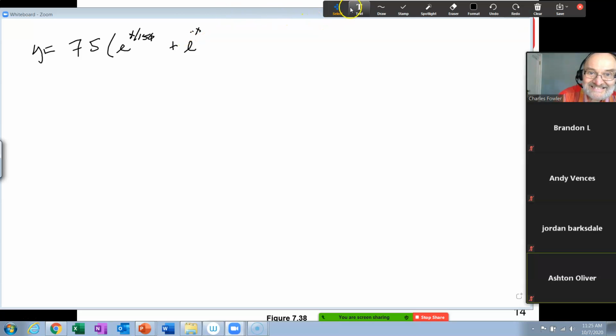I can't get this thing to write. Trying to write a minus sign. That's an ugly minus sign, but it'll do, over 150. Now they go and get into hyperbolic cosines. We don't want to do that. We're going to use this, because they're going to turn right around and go back to exponentials because they're so much easier to work with.